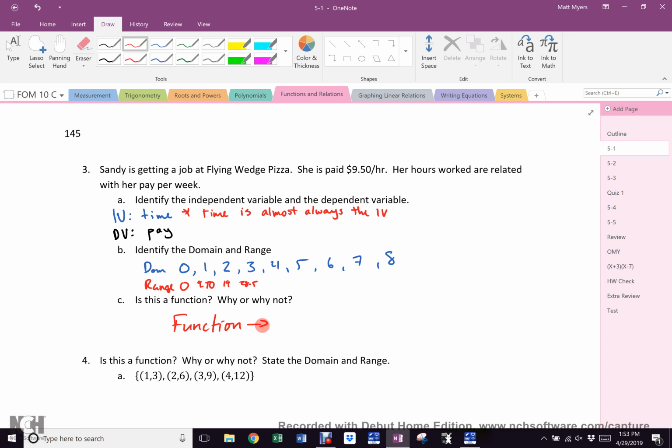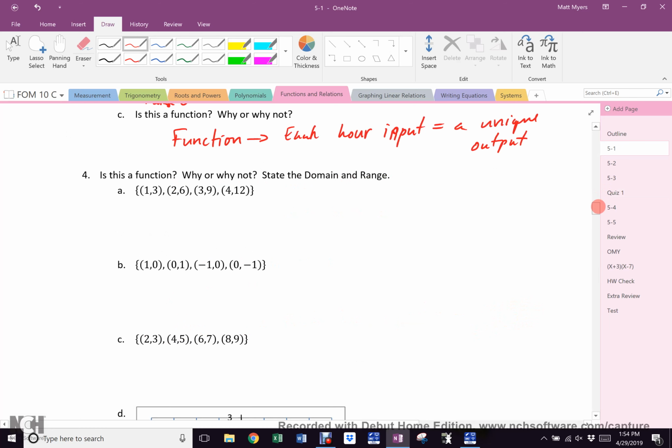Is there any way other than working 2 hours that she could earn exactly $19? No. With this data, there isn't, right? She would have to work 2, and if she worked 2, she's being paid $19. End of discussion. So it's a function. Why? Each hour input equals a unique output. Is everybody cool? Okay. Let's look at the next one.